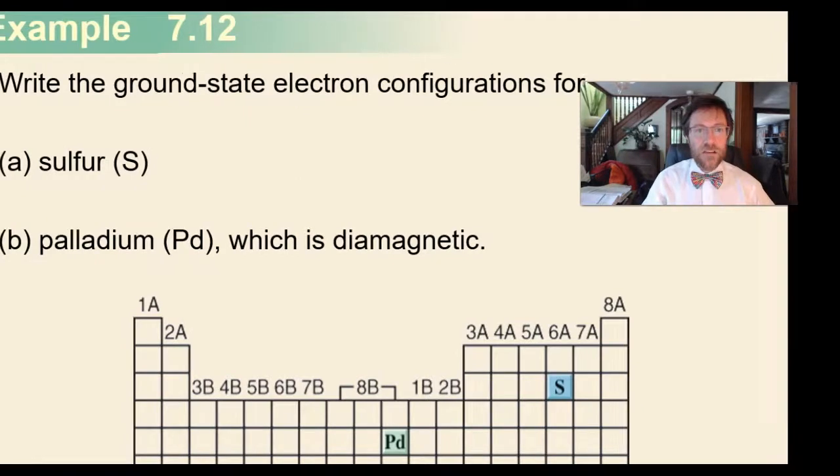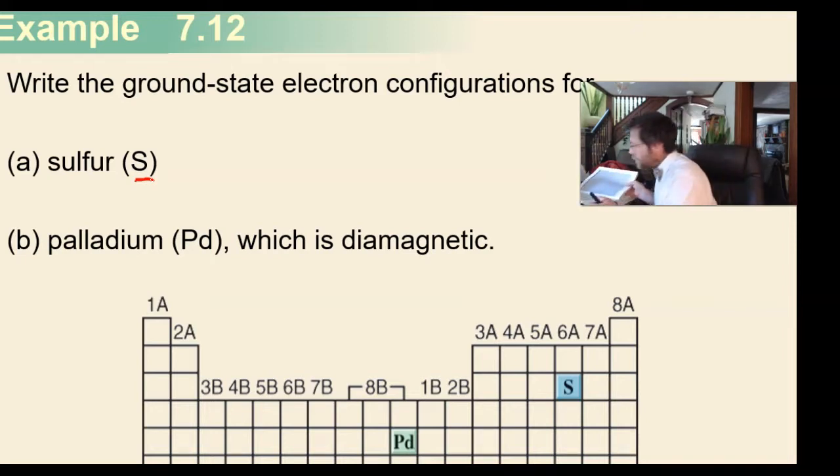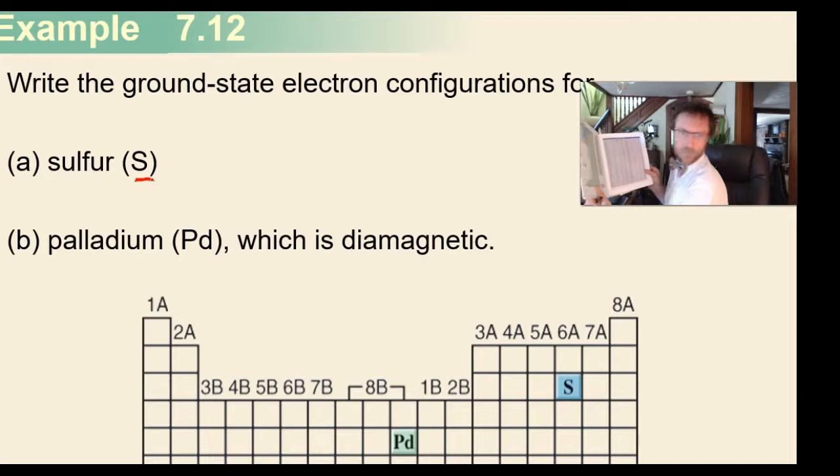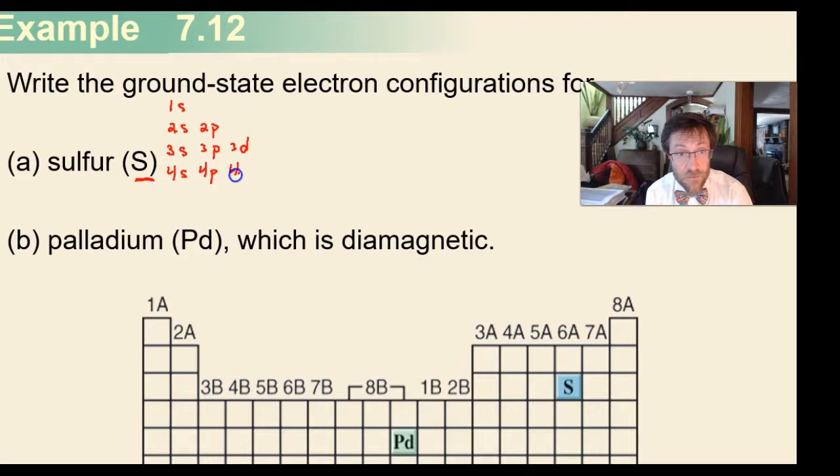Write the ground state electron configuration for sulfur. All right, so here's sulfur. First thing I'm doing, looking up the atomic number of sulfur. Oh, 16. So I've got to come up with 16 electrons. Okay. So I'm going to go back to that grid thing, where I have 1s, then 2s, 2p, 3s, 3p, 3d, 4s, 4p, 4d, 4f.